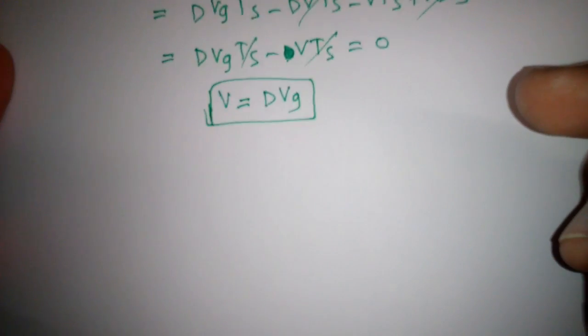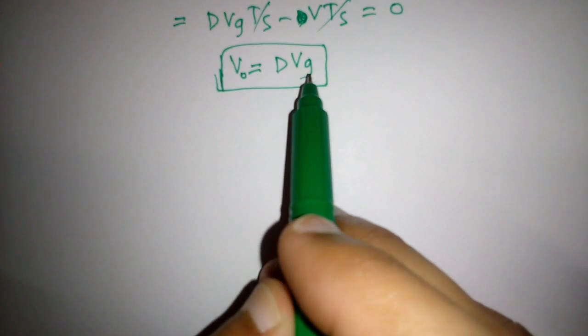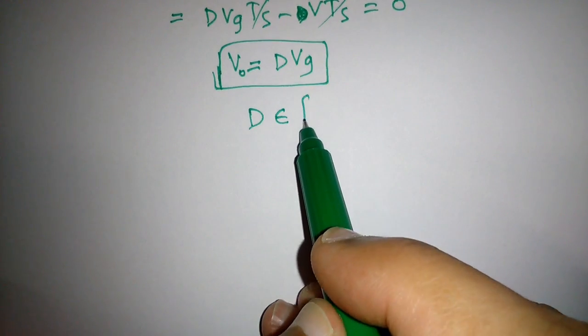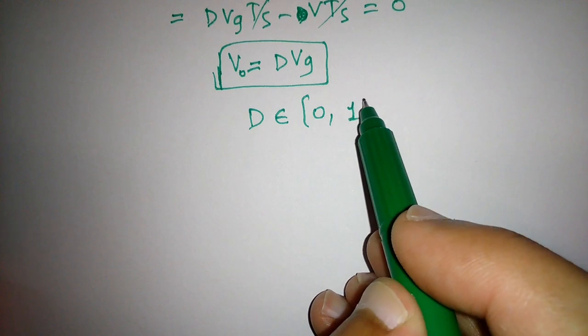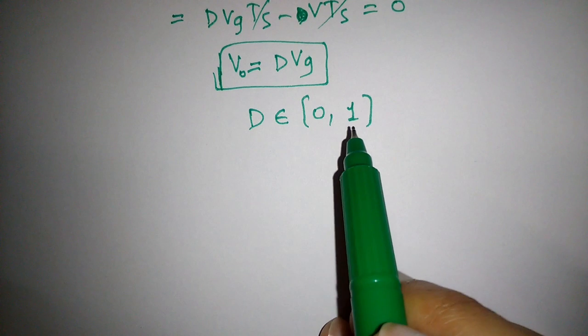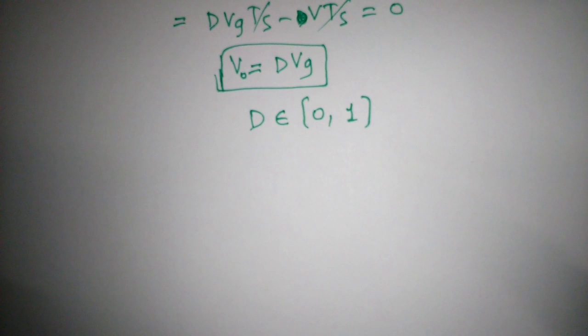So we see that the output voltage is never greater than Vg, because D is always from 0 to 1. It is never 0, it is never 1. So actually this is the duty cycle, which tells us how much time it is on and how much time it is off.